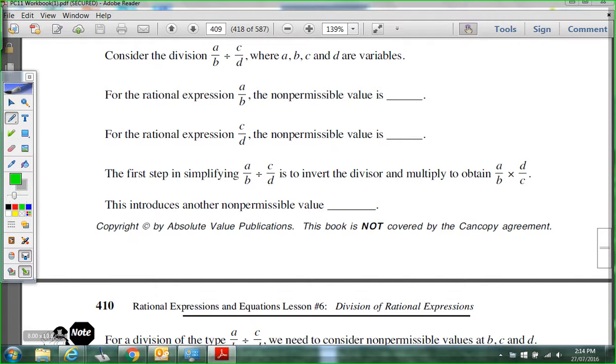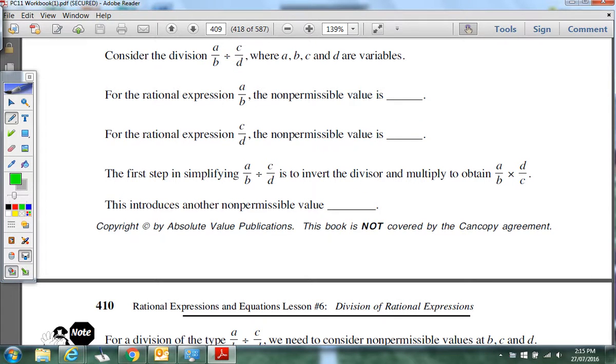The rational expression, the non-permissible value of A over B is B can't be 0. Okay, for here, it's D can't be 0. But remember, when we flip and multiply, it now makes the C can't be 0. So you can see the point of this is telling you that essentially these three values cannot be 0 in terms of non-permissibles. Okay, and the reason being is because if you do get C equals 0, this is division, so you're dividing by 0 itself. So you essentially have these spots can't be 0 for non-permissibles when you're dividing by rational expressions. So let's take that a step further here.